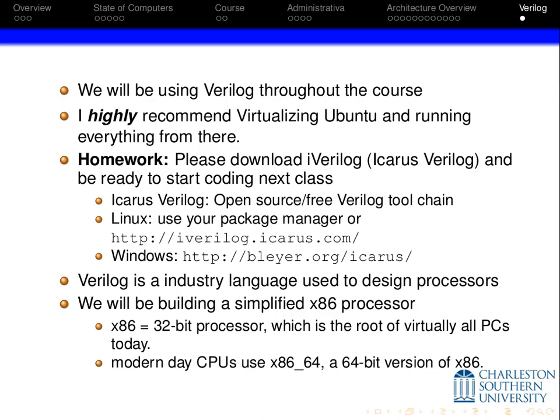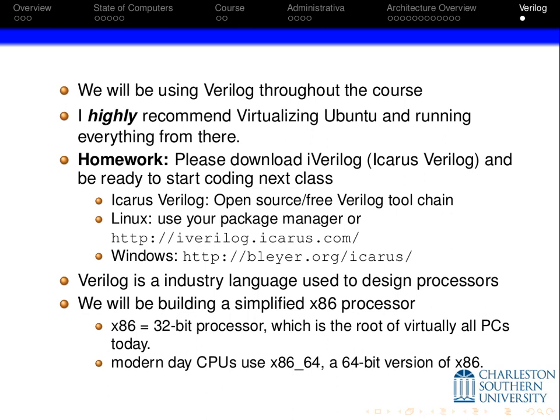Okay, Verilog. We'll be using Verilog throughout this course. I highly recommend virtualizing Ubuntu and running everything from there. You can do iVerilog from Windows. I've seen it work, but I do just recommend Linux. Life is going to be better, especially when you try and integrate with GitHub. So first homework, please download iVerilog, also called Icarus Verilog, and be ready to start coding in class.